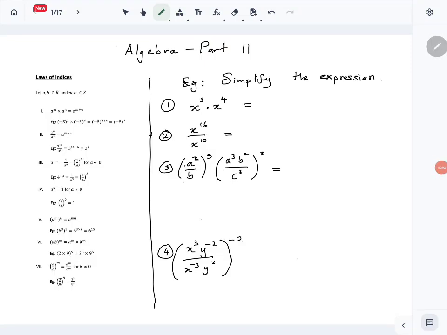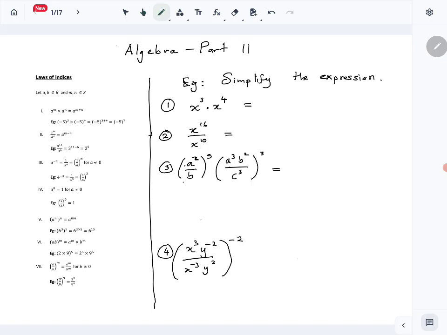Okay, so this is the 11th part in the algebra series. In this video we are going to discuss laws of indices and logarithms. Right, so first we'll start with indices, laws of indices or exponents.